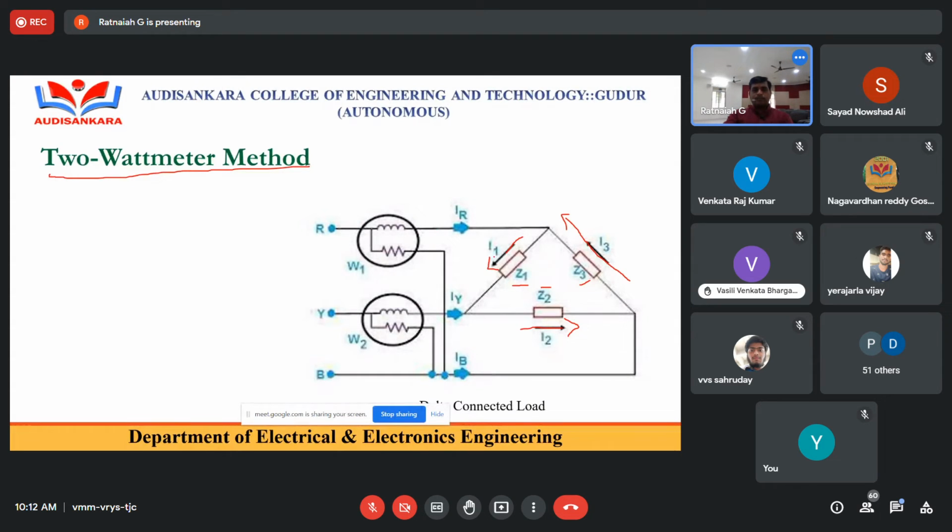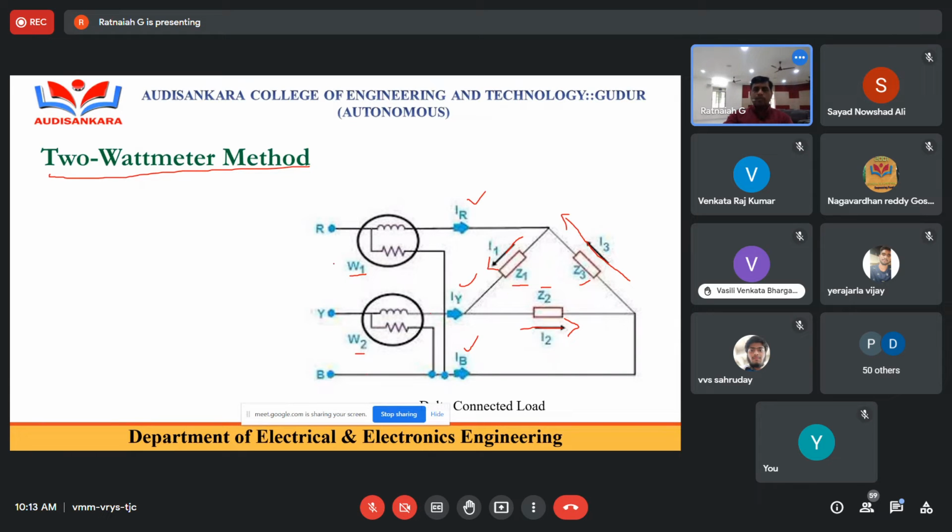Let I1, I2, I3 be the phase currents. Let IR, IY, IB be the line currents. We already know that. So here also I'm going to use two wattmeters, W1 and W2. Both the current coils are connected in individual phases, R phase and Y phase, but their potential coils, or the voltage coils, are connected to the third phase B. Or else we can connect W2 with the B phase current coil, and both the wattmeter pressure coils will be connected to the Y phase. That is convenient; that is not an issue.